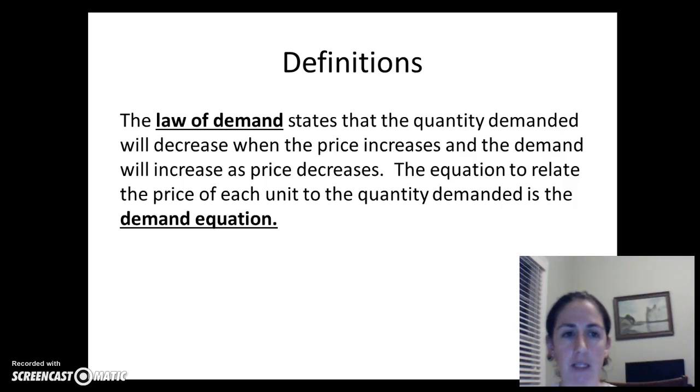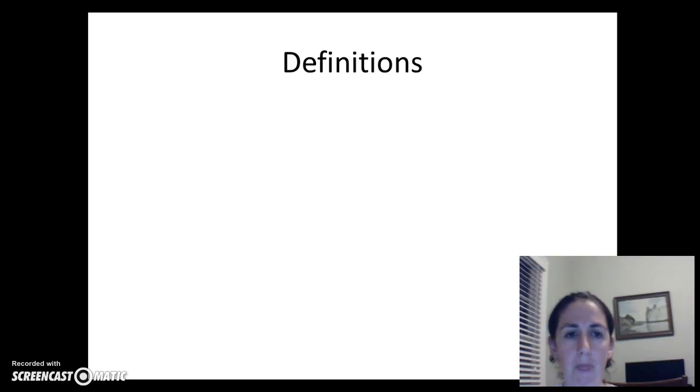Couple last definitions. The law of demand. This states that the quantity demanded will decrease when the price increases. So think about it this way. If you wanted to go buy an iPad, if they jack the price up to like $8,000 for an iPad, you're probably not going to buy it. However, if they lower it to like $20, well then lots of people are going to want it. So the law of demand says as price goes up, demand goes down. As price goes down, demand goes up.